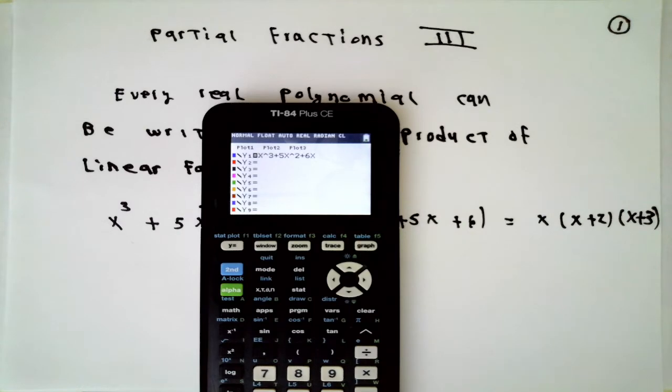If I just go ahead and use my calculator to draw the graph of this, I see that when x is negative 3, or when x is negative 2, or when x is 0, the y-coordinate on my polynomial is 0. So this gives me a way of graphically thinking about how to factor things up.